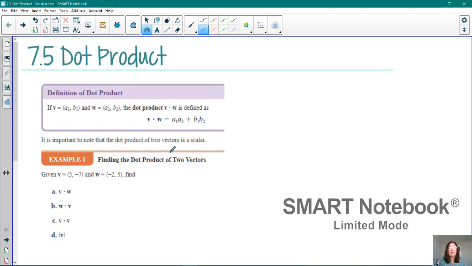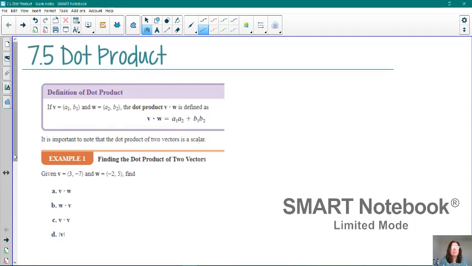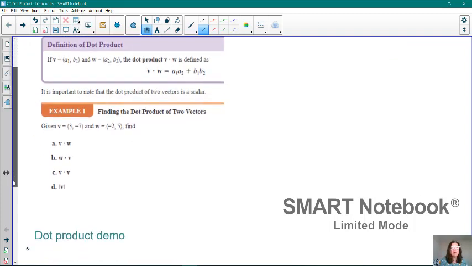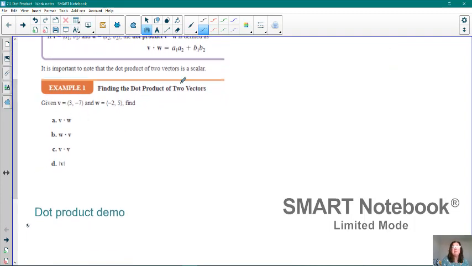the dot product. It is important to note that the dot product of two vectors is a scalar, so it's just like a constant. It's not a vector itself, it's just a numerical value. So let's talk about how to do some examples of finding the dot product between two vectors. If we have vector v is 3, -7, and vector w is -2, 5, their dot product could be found by doing the following.